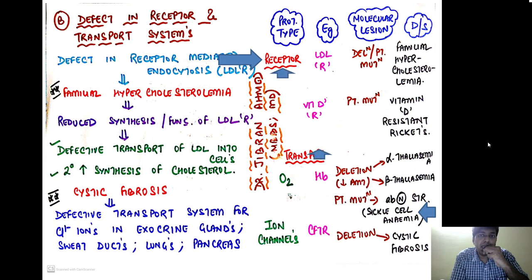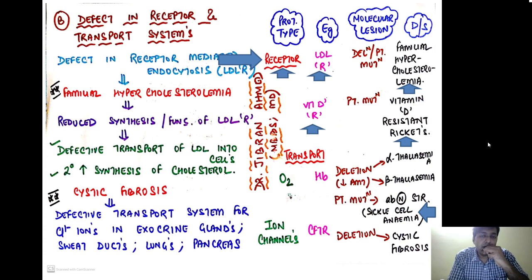The first example is the LDL receptor, which we have seen. There might be a molecular lesion leading to deletion and point mutation, and as a result it will result in familial hypercholesterolemia. The second type of receptor which can be involved is the vitamin D receptor. If there is a point mutation of this receptor, it might lead to vitamin D resistant rickets.